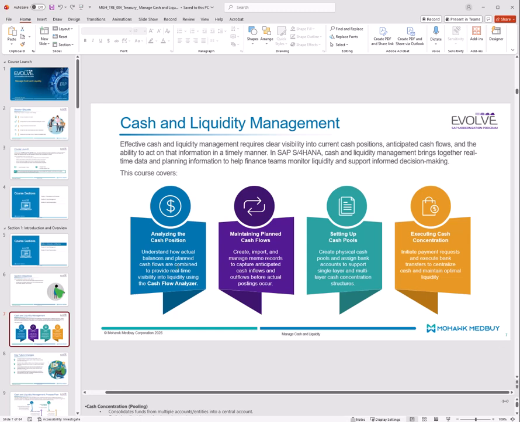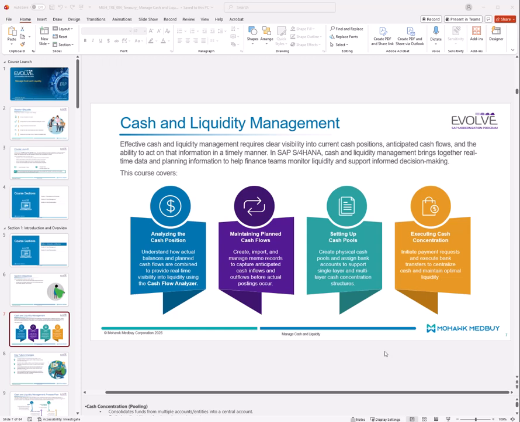So the first one is analyzing the cash position. Combine actual balances, incoming receivables and outgoing payables to understand the company's current cash position using a tool like Cash Flow Analyzer. It's a Fiori app for cash management. In this app, you will see all the bank accounts, incoming and outgoing transactions, whether they are actual or planned ones. So we can see that in this app.